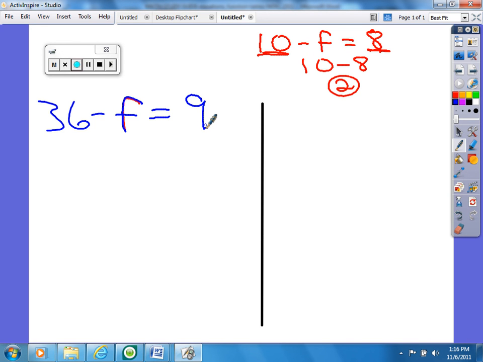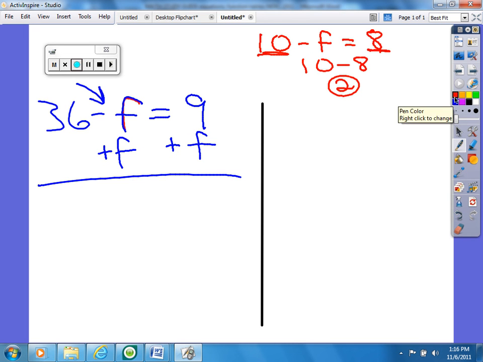You can do this if you turn this into another statement and have the letter first. I'm going to do that. You can do that a lot of different ways, but all I'm going to do here is tell the students, you do the opposite of whatever's happening there. Well, they're subtracting F, so I'm going to add F. This is just one way to do it. If I add F to both sides, they disappear. So 36 is over here. What's over here? Well, 9 plus F.